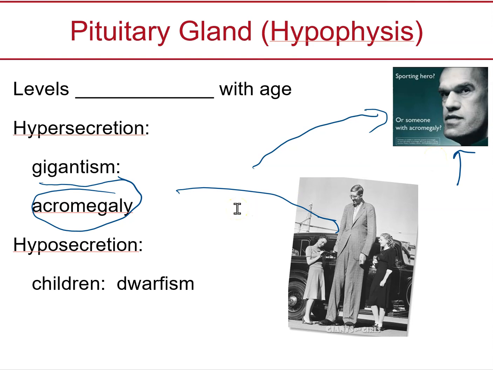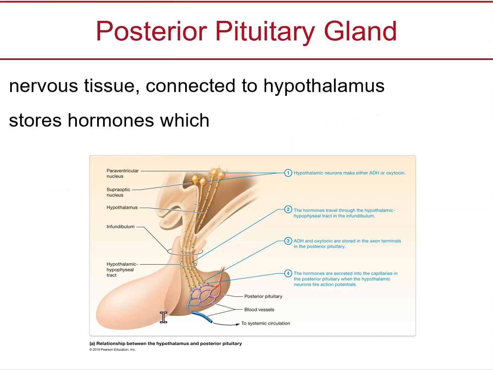Now, hyposecretion is just what it sounds like. What if you're not making it? Well, in childhood, then it's going to cause dwarfism. And there's different types of dwarfism, but if it's hyposecretion of growth hormone, you usually are more proportional, but you just don't grow. This is why they do height and weight charts on babies, because if they notice the child isn't growing, they can give growth hormone supplementary to help with that.